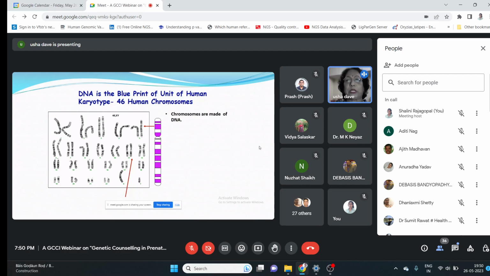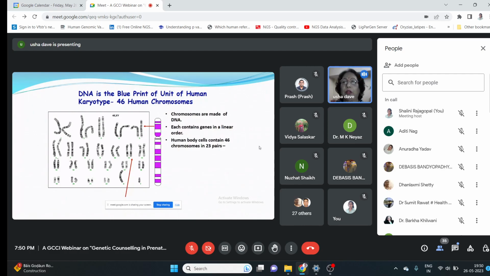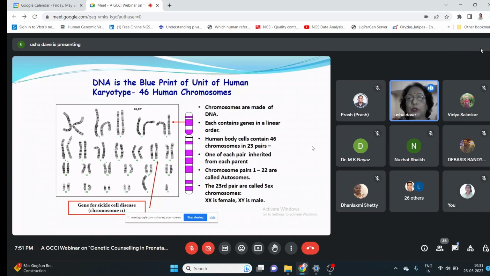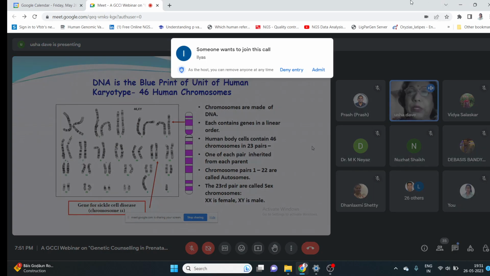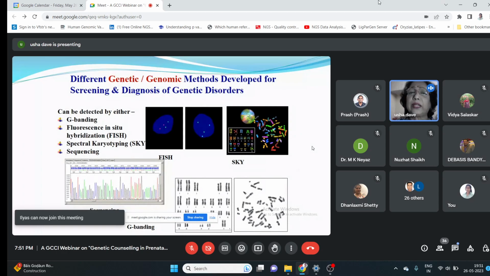For example, if you see over here, it is very well known on which chromosome the gene for sickle cell is, chromosome 11. So everything was mapped, and we now have a ready human genome map. And then the technology went on. There were more and more advances because of bioinformatics technology and advances in genetic engineering. Beyond the karyotype which was discovered, more genomic methods were also developed for screening and diagnosis of genetic disorders.